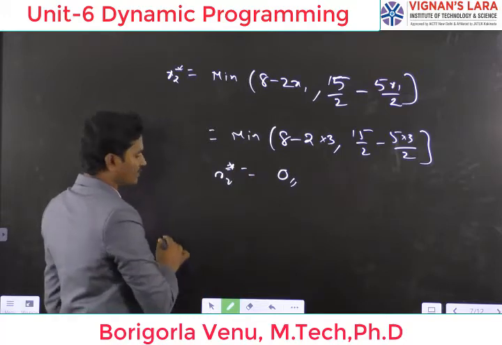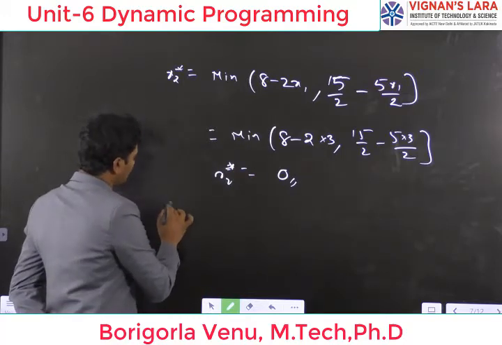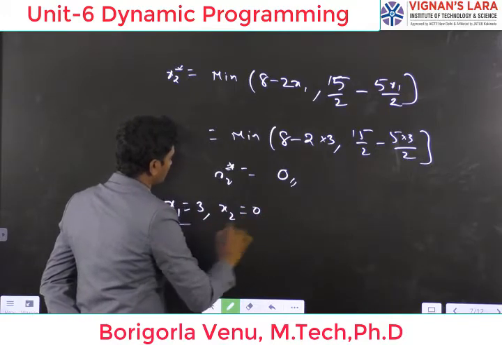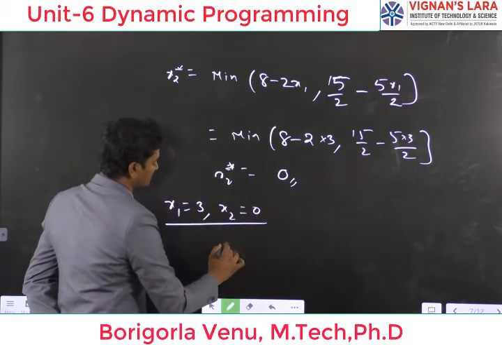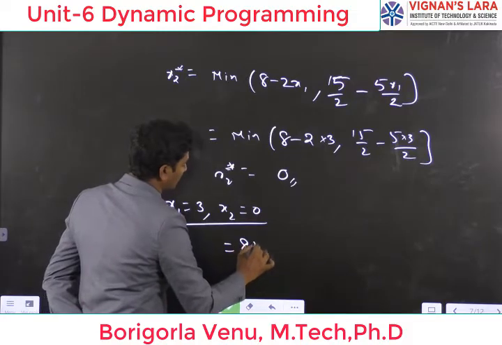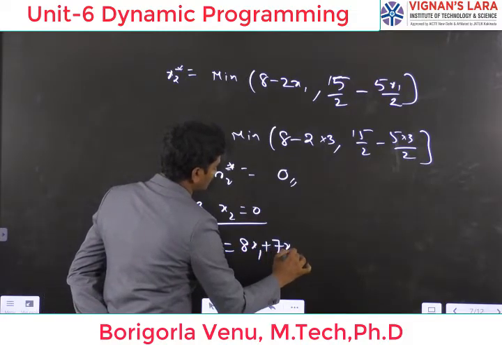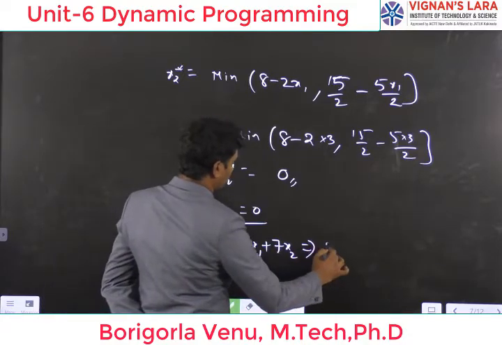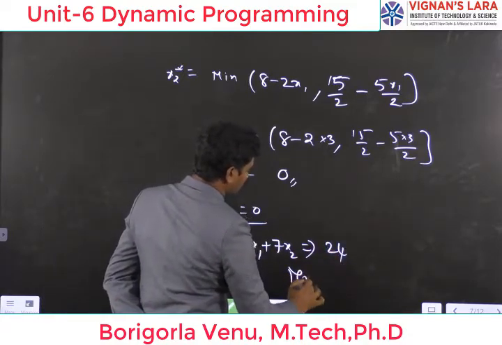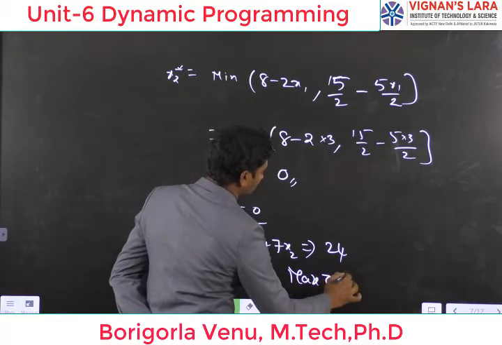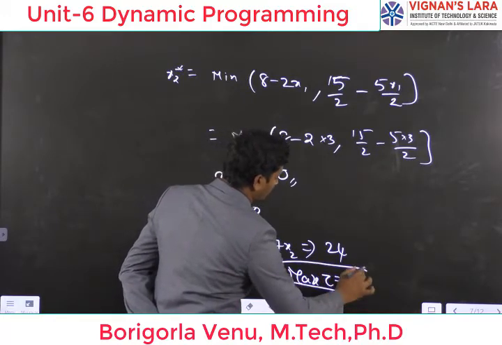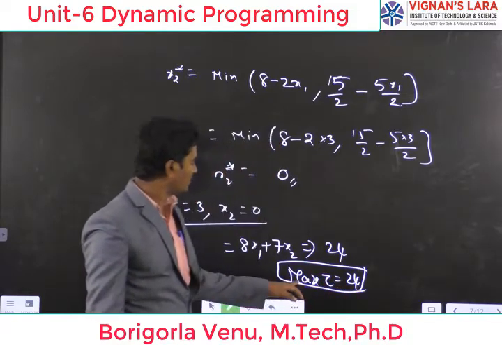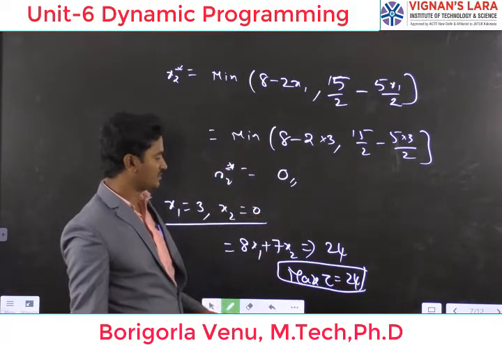After completion of this, we get the values x1 equal to 3 and x2 equal to 0. So we are going to substitute these two values into the objective function, that is, our objective function is 8x1 plus 7x2. From this we get the value 24. So the maximum value, the optimal value, is equal to 24 that we obtained. Here, how do we get the 24? From x1 and x2.